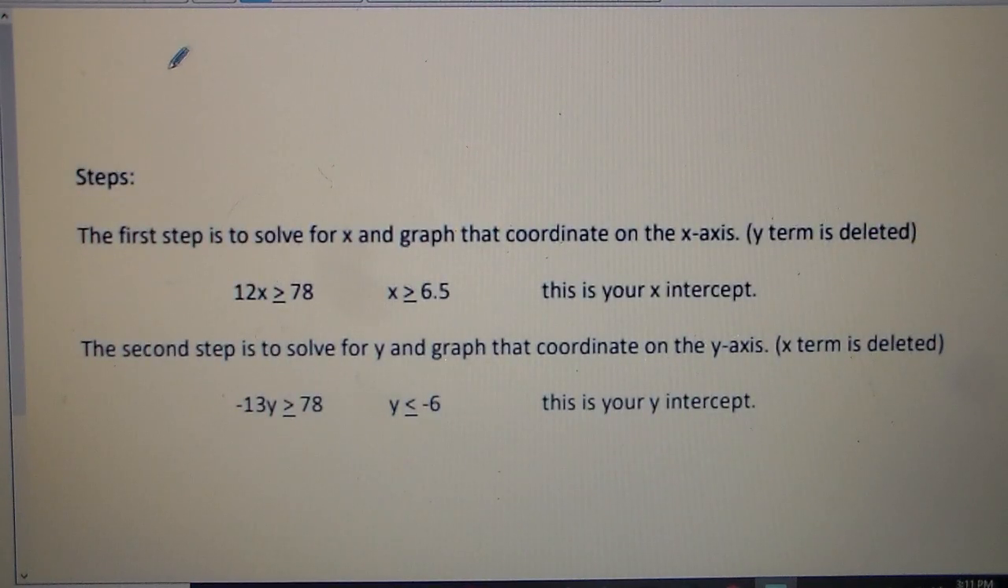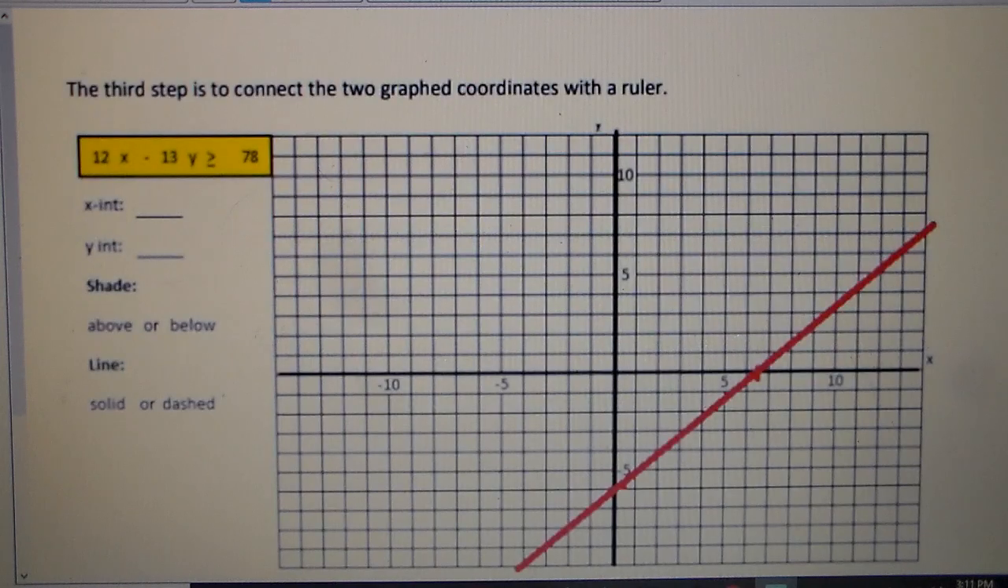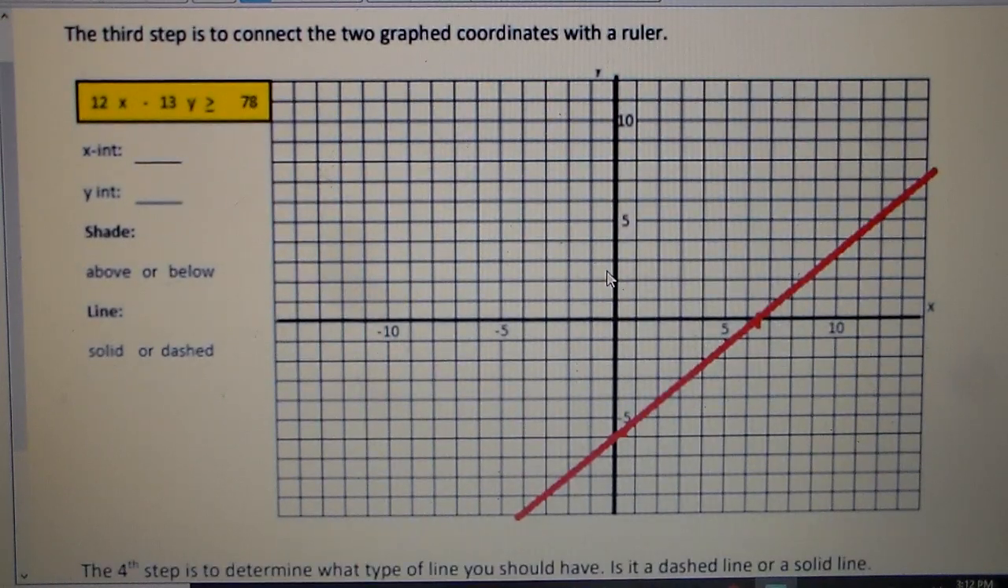So some steps. The first step is to solve for x and graph that coordinate on the x-axis. That's always step 1. The y term is just deleted. The second step is to solve for y and graph the coordinate on the y-axis, which we did, just like that, in our particular problem here that we're working on.